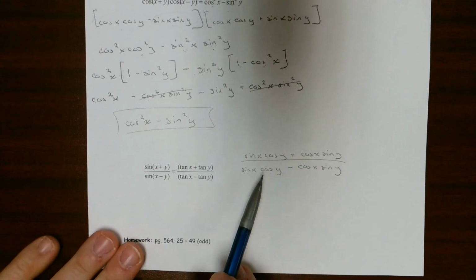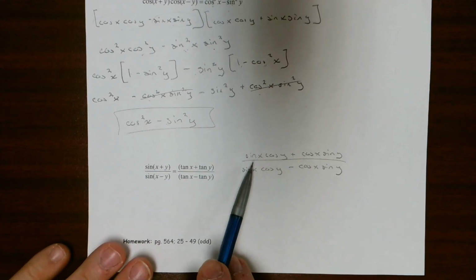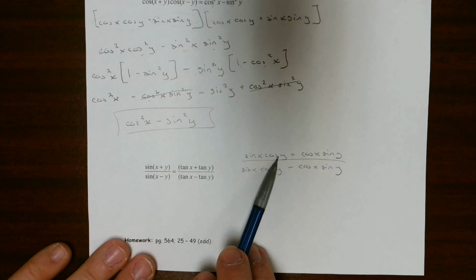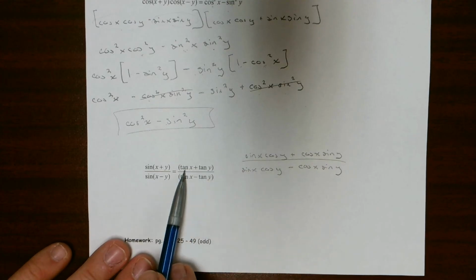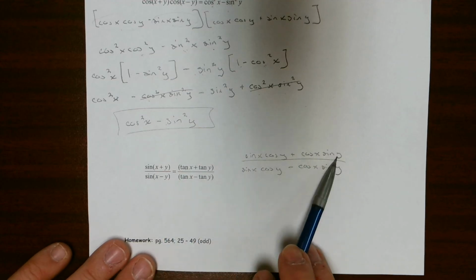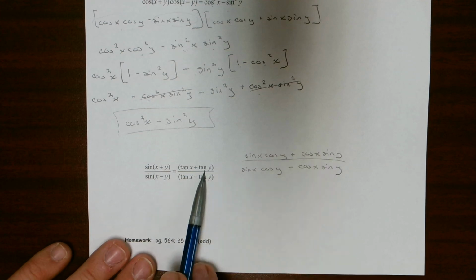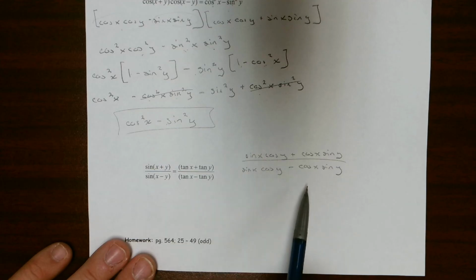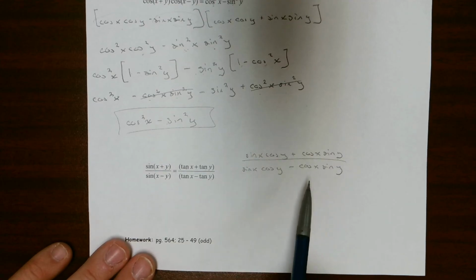But if we do some detective work, I'm going to show you guys a new strategy. Sine x cosine y, we really need that to be tangent of x. That's what the goal is. And cosine x sine y, we need that to be tangent of y, and so on. You can look at the bottom as well. So whatever we do, we have to do the same thing to the whole thing.